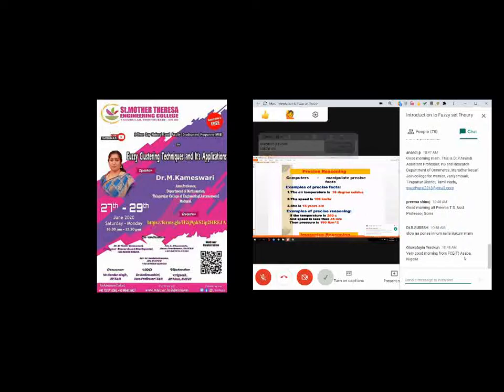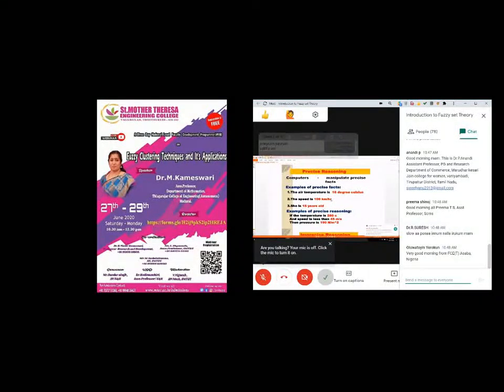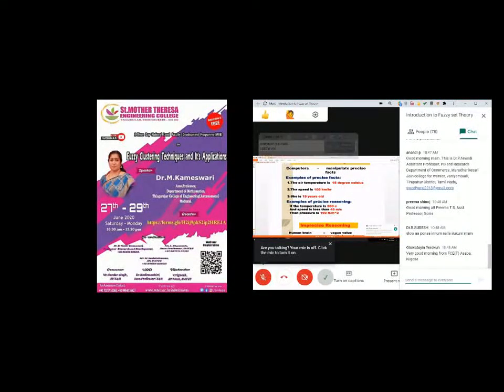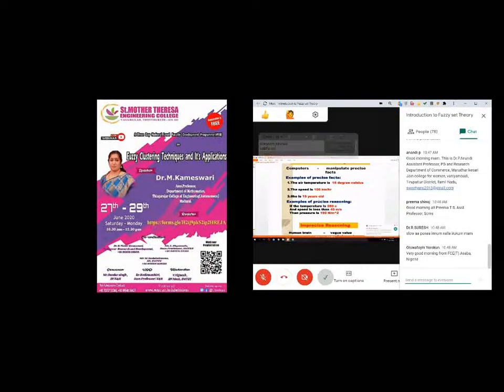If the temperature is 280 degrees and the speed is less than 45, then the pressure is 180 degrees. The concept of if-then involves fuzzy logic. This involves fuzzy sets. These are related to precise reasoning.